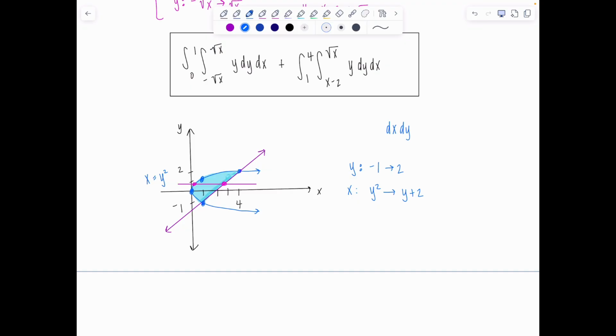The other limits would only be constants if we were integrating over a rectangle. If it's not a rectangular region, all 4 limits shouldn't be constants. Okay? Good. And then we just need one integral for that one. See how nice? So then we have integral from -1 to 2, y squared to y plus 2, y dx dy. And then that's the one you evaluate.